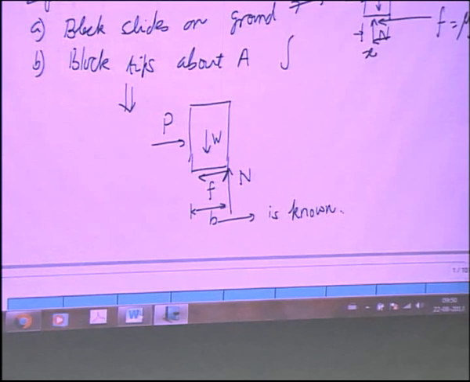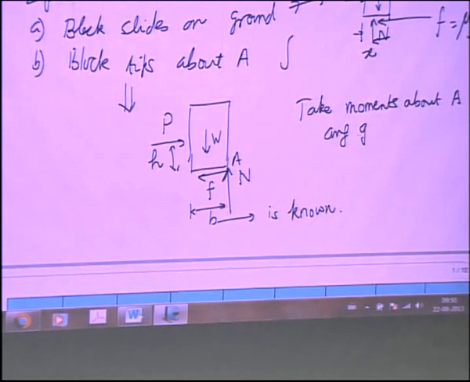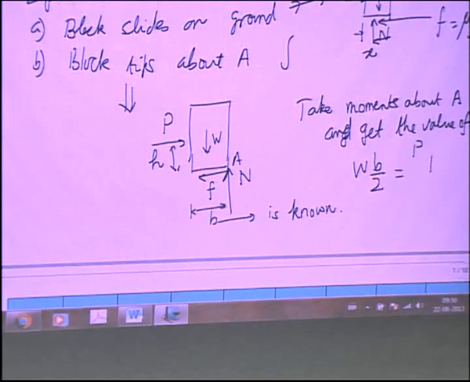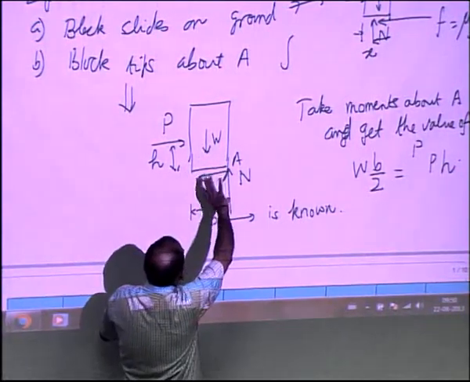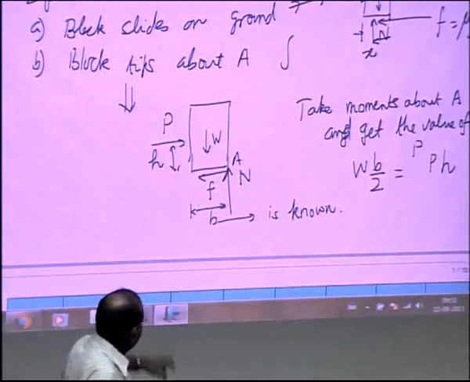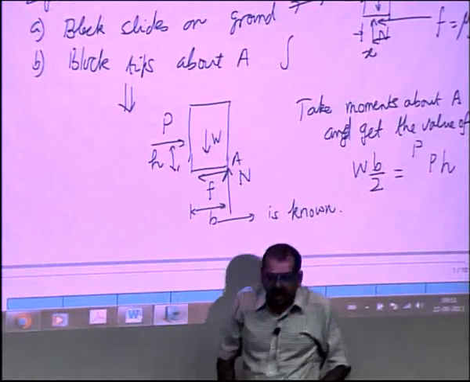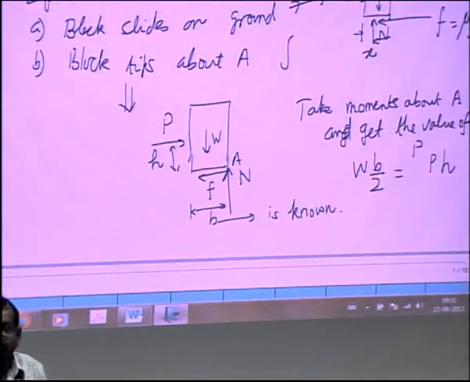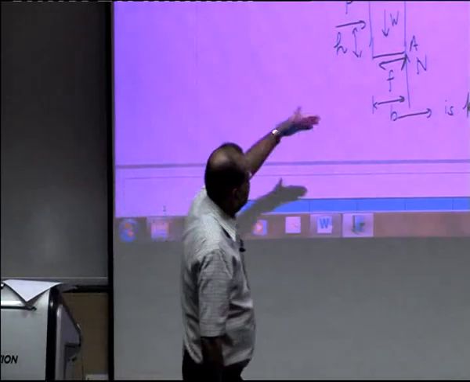Okay. So, if this were the scenario, then I will take moments about A and get the value of P. What I will get is W times b by 2 is equal to P times H. I take moments about point A, W times b by 2 is equal to P times H. Okay. So, now I will get the value of P, and we will have to check which of these two is the lower one. I could have got that data directly from one of these.